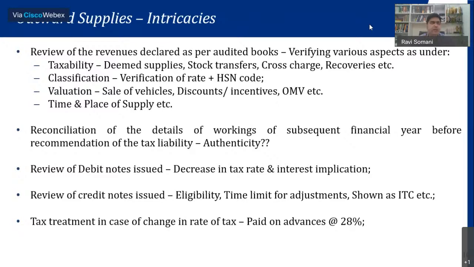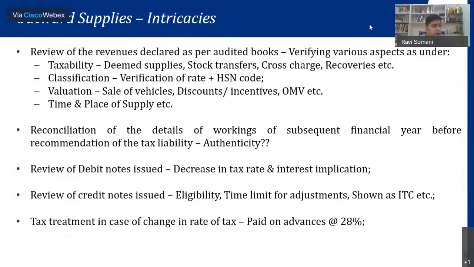Discount incentives. There is such a big issue on what is the meaning of the term incentives, or what is the meaning of the term discounts. Automobile dealer industry, any dealer distribution industry in the food sector, FMCG sector, pharmaceutical sector, such a big issue.